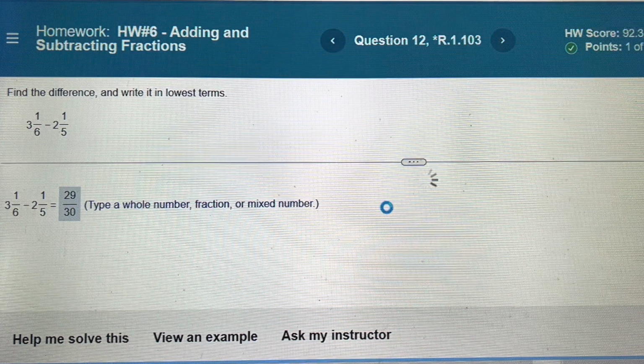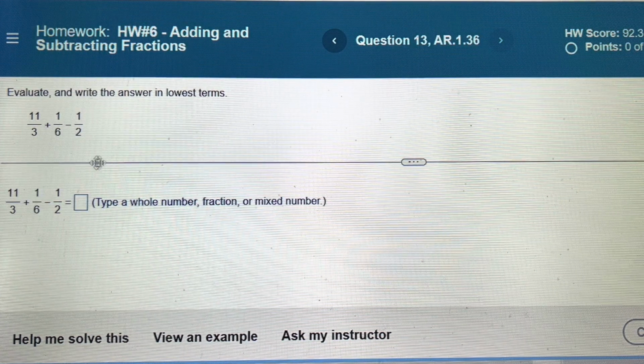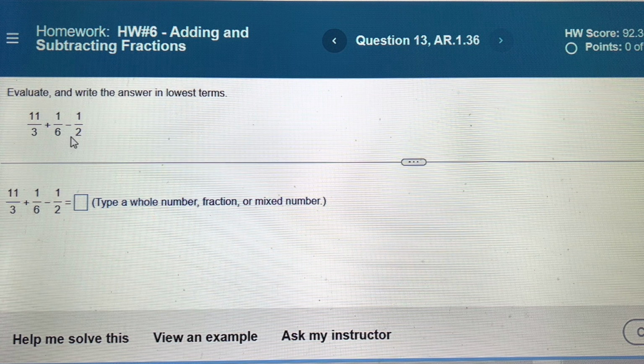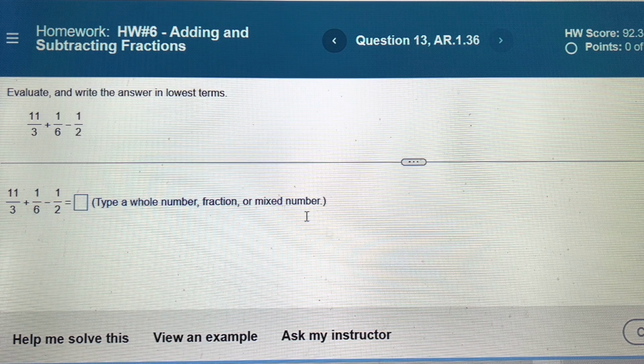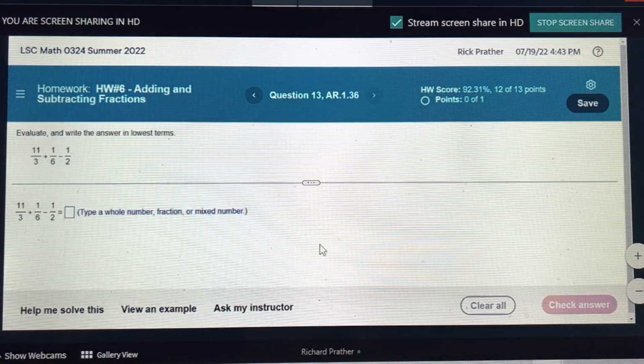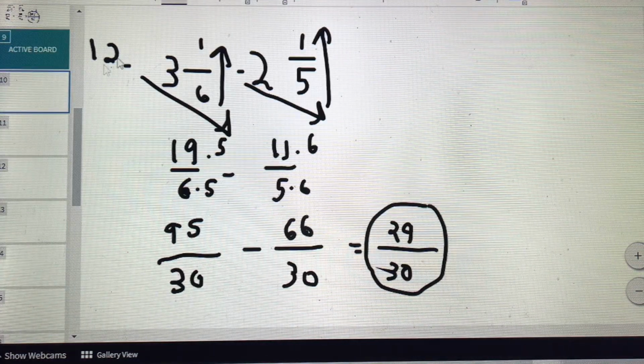Okay, last one from this 6th homework. The only difference here is they're making me do 3 fractions. One's added, one's subtracted, but do it 2 at a time. If I add these first 2 fractions, I'll get a single fraction. Once that's a single fraction, then I can subtract this one. So this is a good problem because you're learning everything from this homework all in one problem.